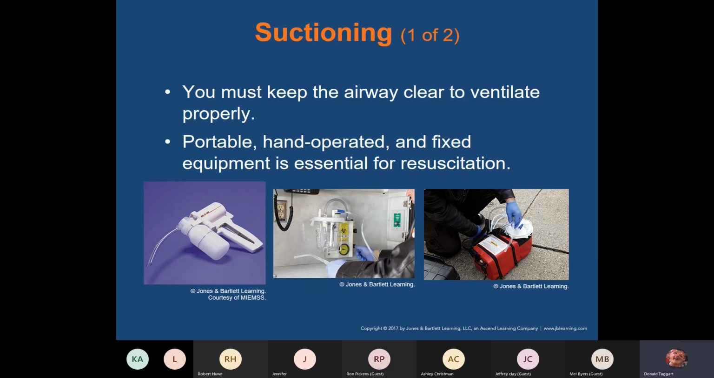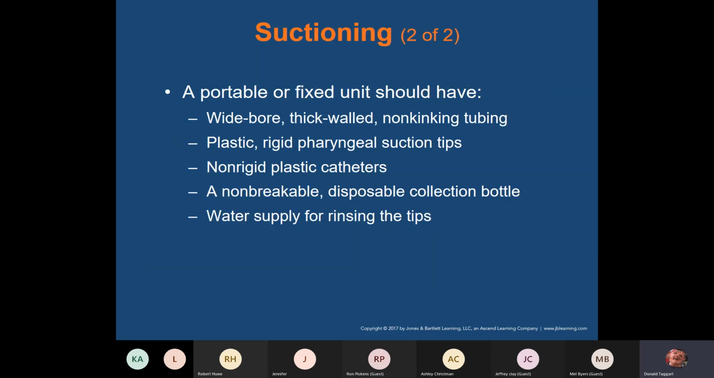The other one off to the far side is a portable one, and that one is kind of a one-way vacuum. As you keep pumping the handle, it just creates a vacuum and sucks stuff in. It's really good for your airway bag. Okay, the portable or fixed unit: in Oregon, ambulances have to have one of each. You have to have a portable unit, and you have to have one that's built into your ambulance.